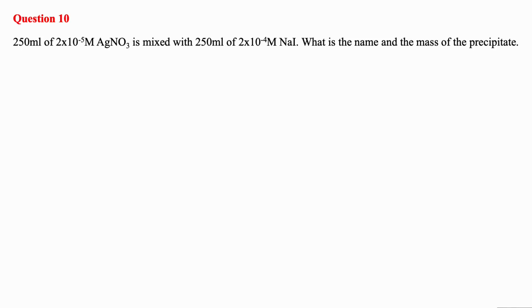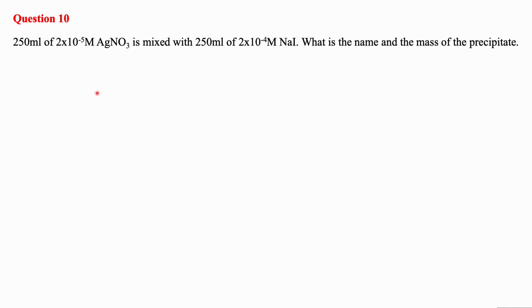Let's quickly rush to question number 10. Question number 10 is saying 250 milliliters of 2 times 10 power negative 5 molar silver nitrate was mixed with 250 milliliters of 2 times 10 power negative 4 molar sodium iodide. Then they're asking what is the name and the mass of the precipitate.